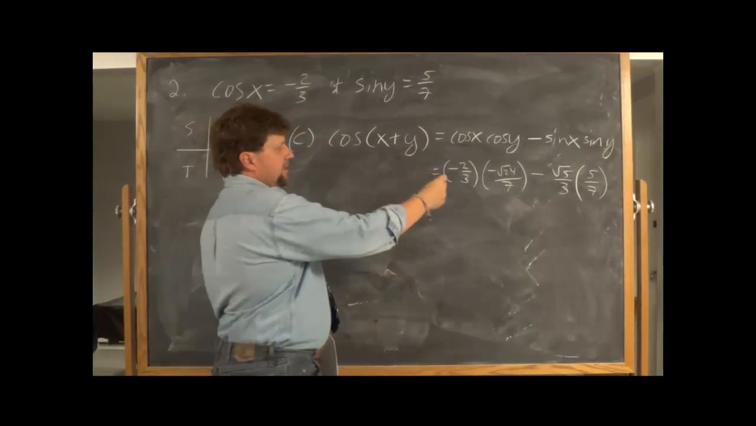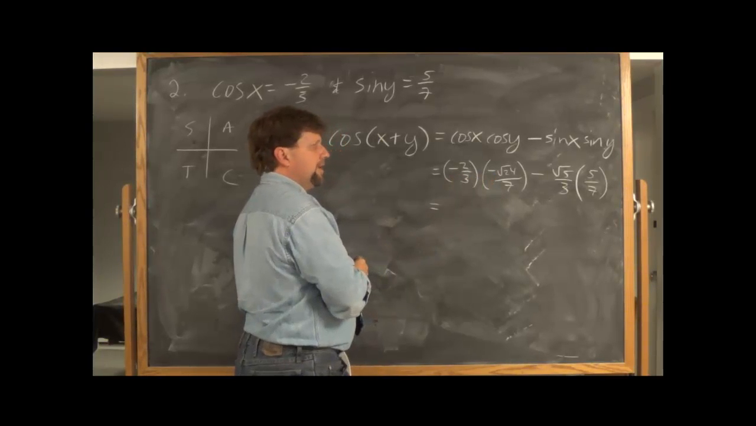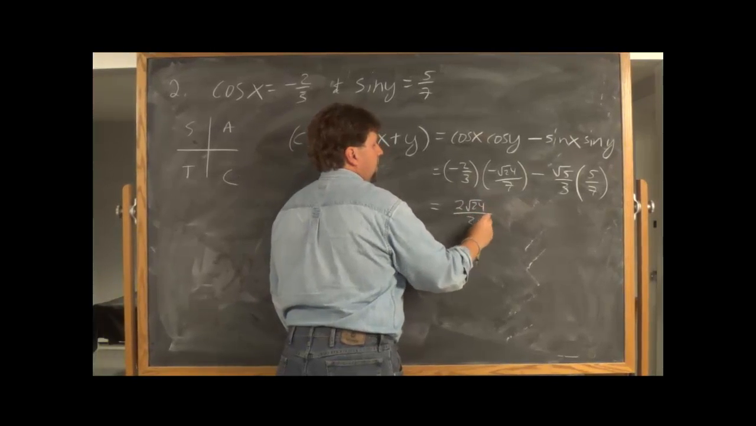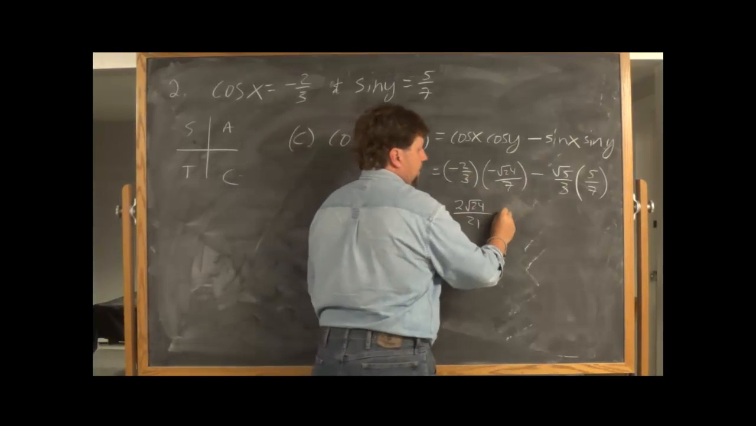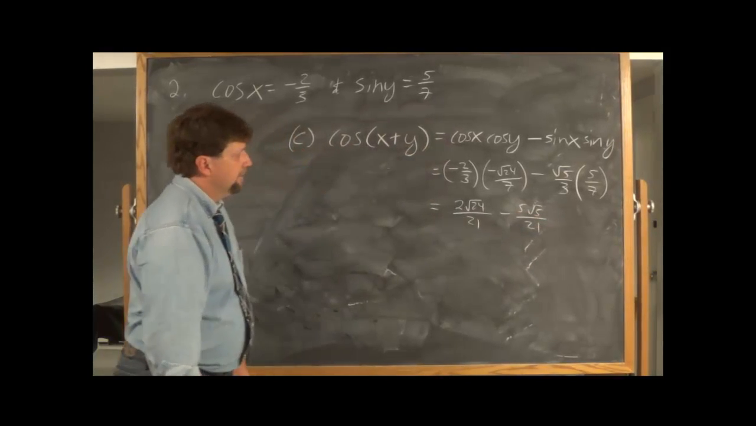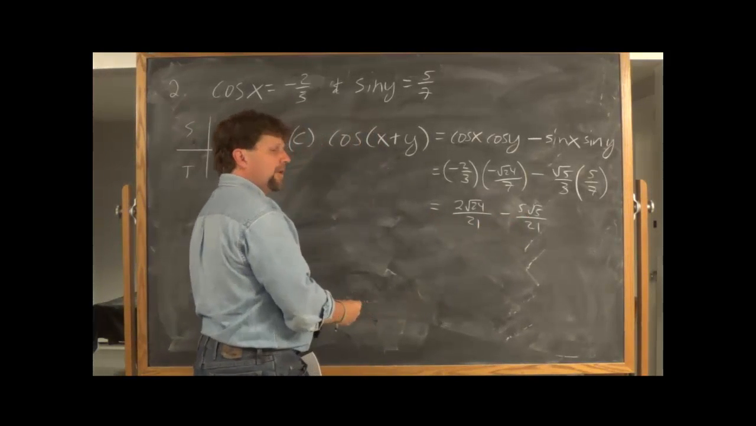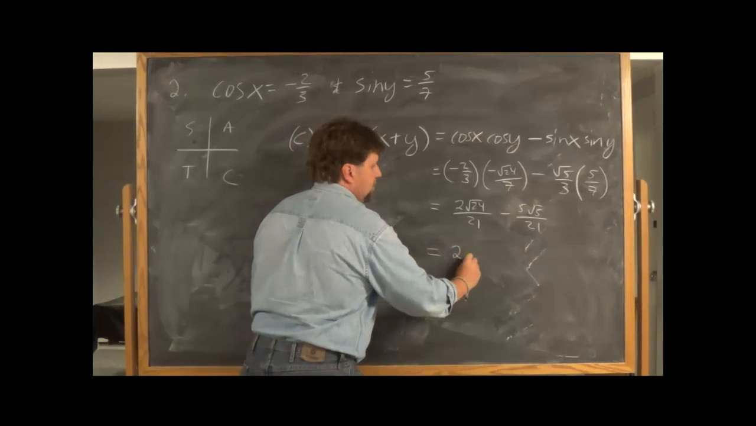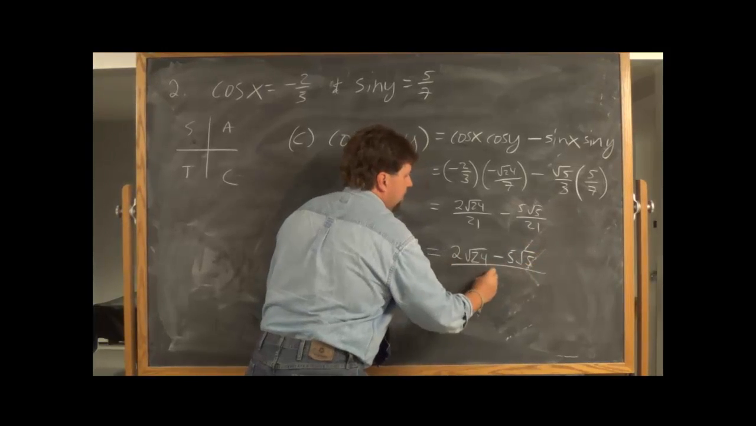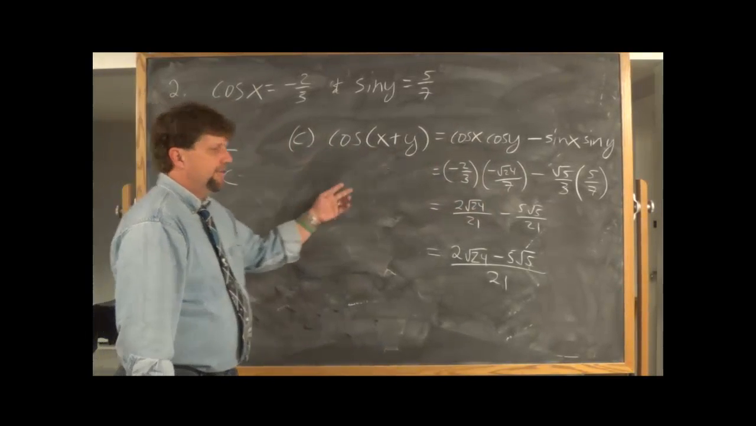So all that's left to do is just this basic multiplication. Take negative 2/3 times negative square root 24 over 7 to get 2 square root 24 over 21. 3 times 7 is 21. Minus 5 square root 5 over 21. And since we already have a common denominator of 21, I would probably go ahead and just make this one fraction, 2 square root 24 minus 5 square root 5 all over 21. And that's what I get for part C.